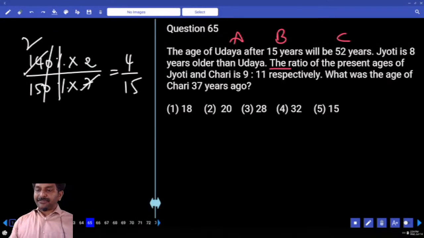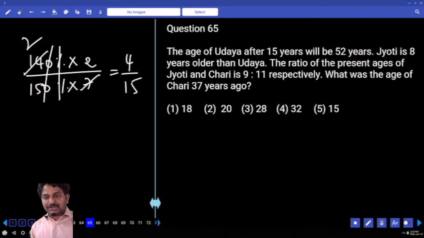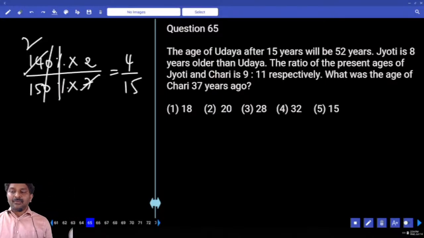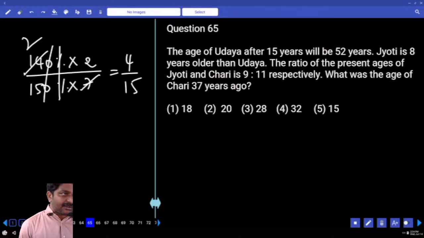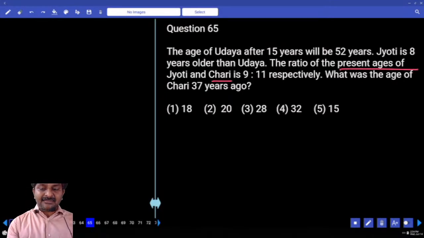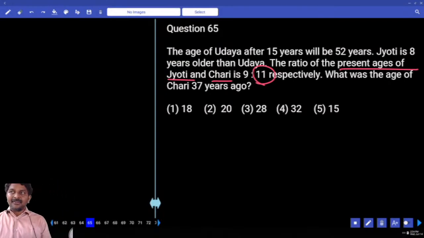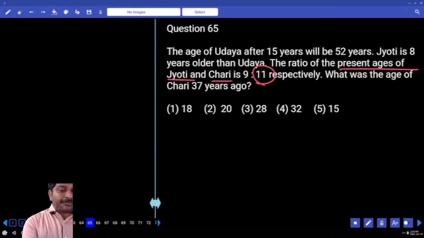The age of Udaya after 15 years will be 52. Jyoti is 8 years older than Udaya. The ratio of the present ages of Jyoti and Chari is 9:11 respectively. What was the age of Chari 37 years ago? Okay. Question is about Chari, right? Come on. The present age of Chari is how many parts? This is ratio between Jyoti and Chari. Chari is second fellow. How many parts we have? That means Chari's present age is 11 parts, right?